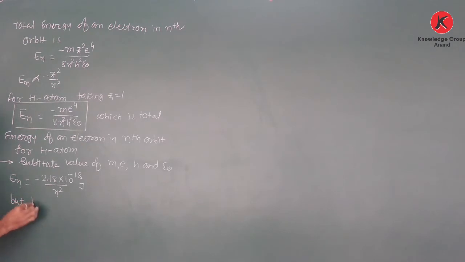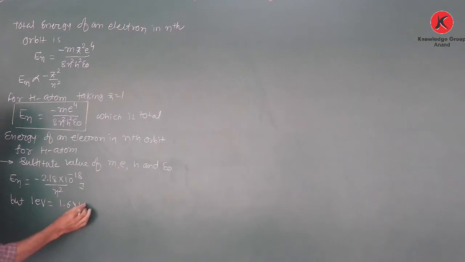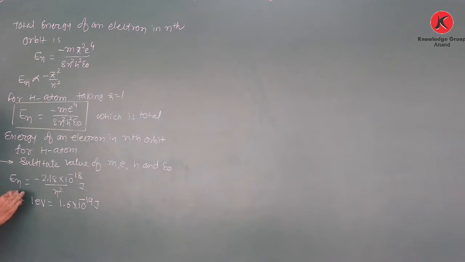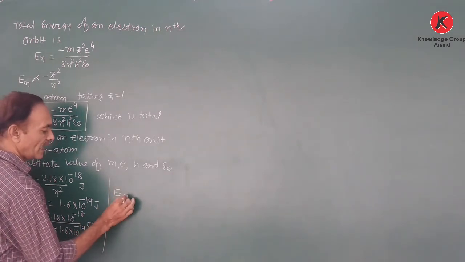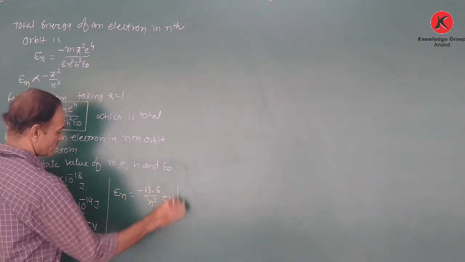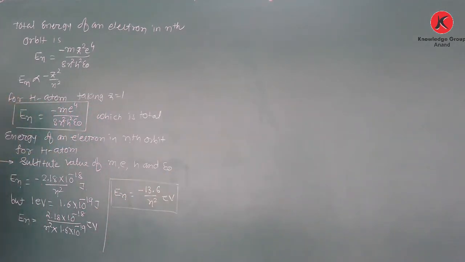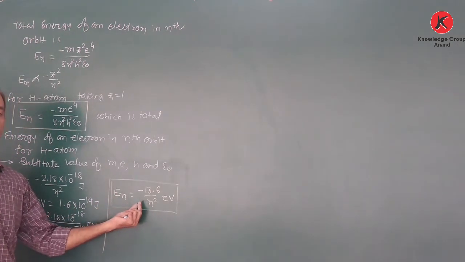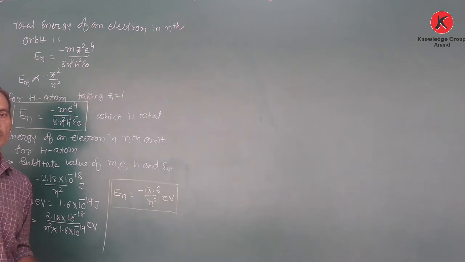But we know that 1 electron volt is equal to 1.6 into 10 to the minus 19 joule. To convert this energy into electron volt, we have to divide this term by 1.6 into 10 to the minus 19. Therefore, En is equal to 2.18 into 10 to the minus 18 divided by n square into 1.6 into 10 to the minus 19. That gives electron volt. Therefore, total energy of an electron in hydrogen atom in nth orbit is equal to minus 13.6 upon n square electron volt. Right?